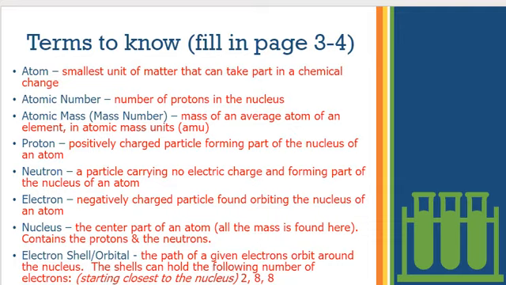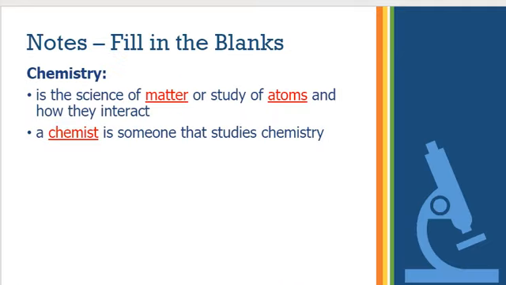The electron shells can hold the following number of electrons in this class. So starting closest to the nucleus, that first shell can hold 2, the second shell can hold a maximum of 8, and for our class here, the third shell can hold a maximum of 8 as well. So we're going to fill in the blanks as we do our notes now.